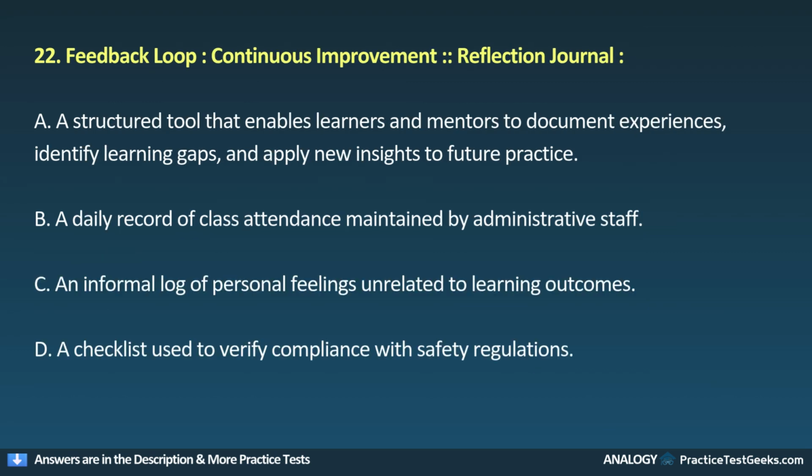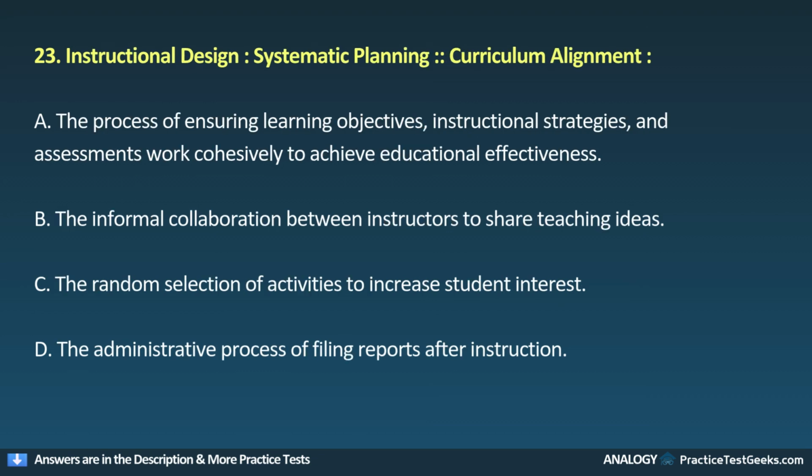22. Feedback loop, continuous improvement, reflection journal. A. A structured tool that enables learners and mentors to document experiences, identify learning gaps, and apply new insights to future practice. B. A daily record of class attendance maintained by administrative staff. C. An informal log of personal feelings unrelated to learning outcomes. D. A checklist used to verify compliance with safety regulations.